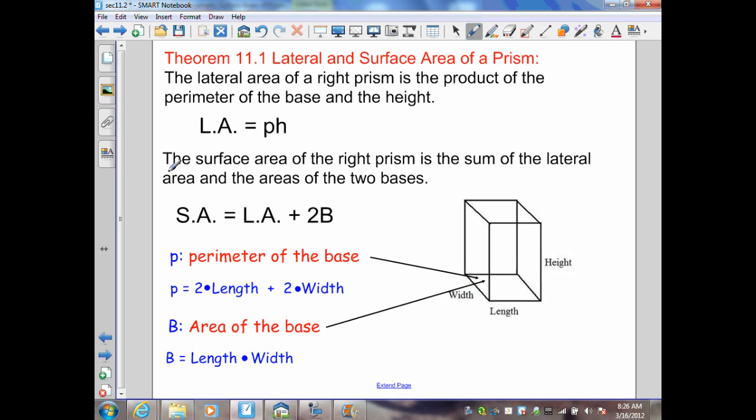The surface area of a right prism is the sum of the lateral area and the areas of the two bases. Here, we have B defined as the area of the base, which we know is the length times the width. Therefore, in our formula for surface area, we determine the lateral area plus the area of the base, and we take that times 2 because we have two bases, and then we find their sum.